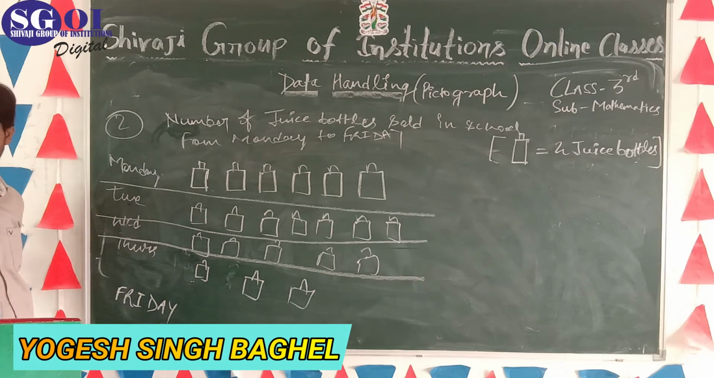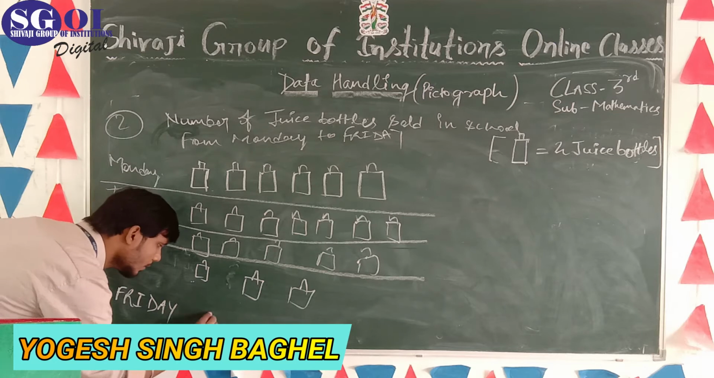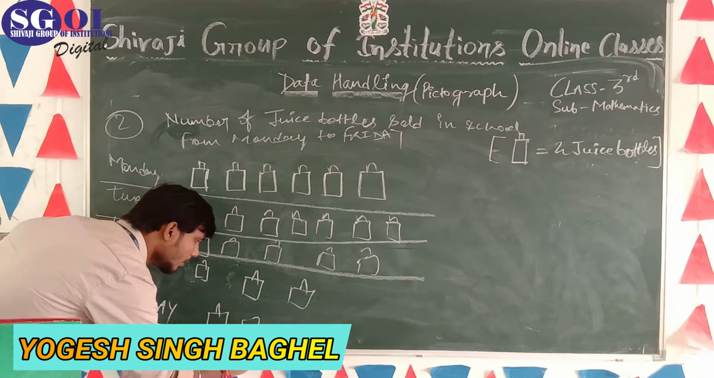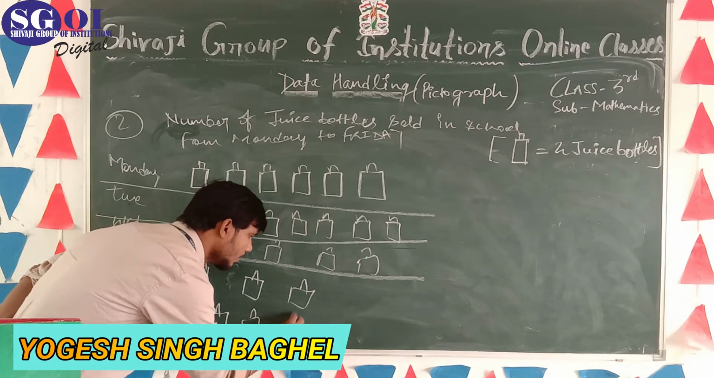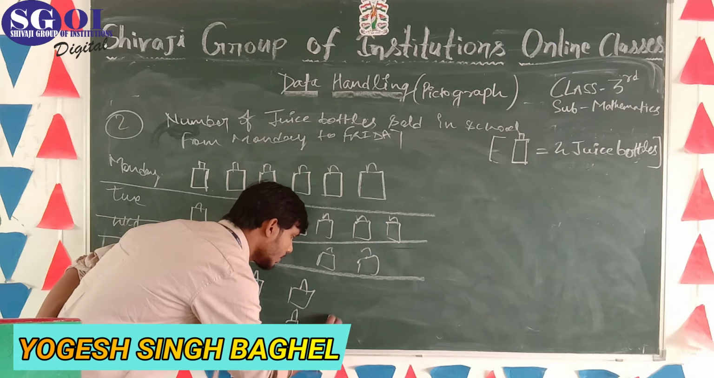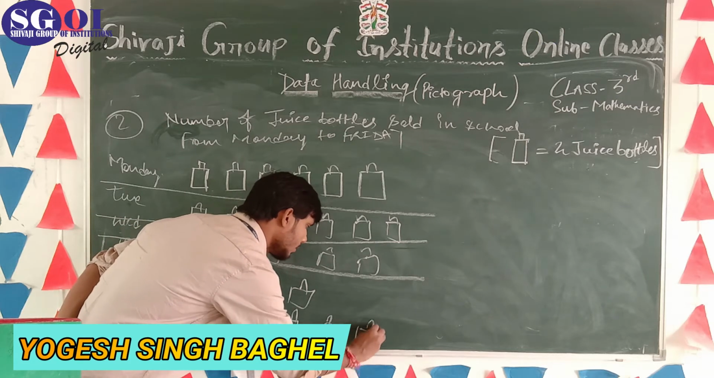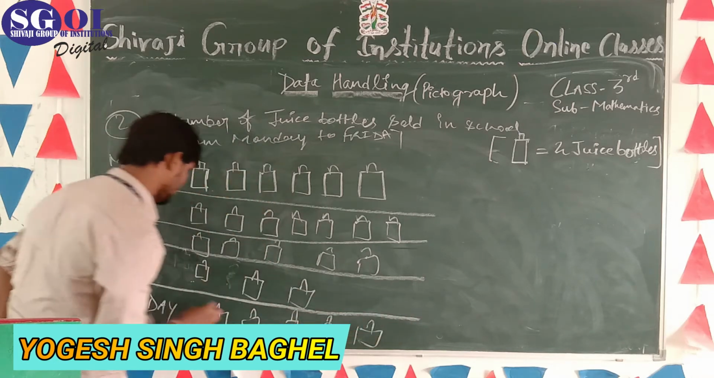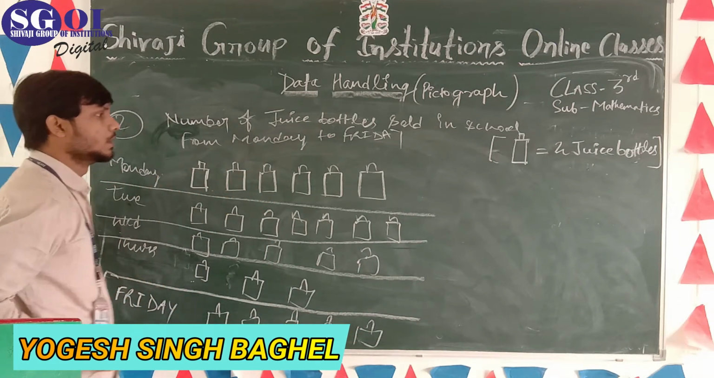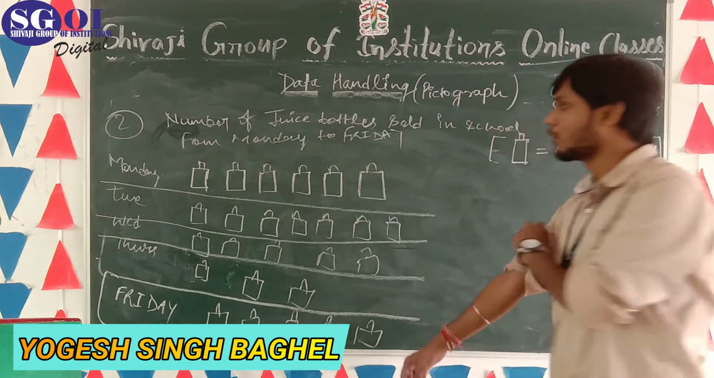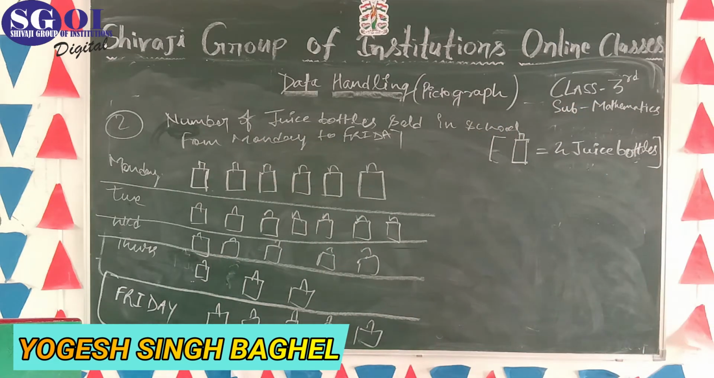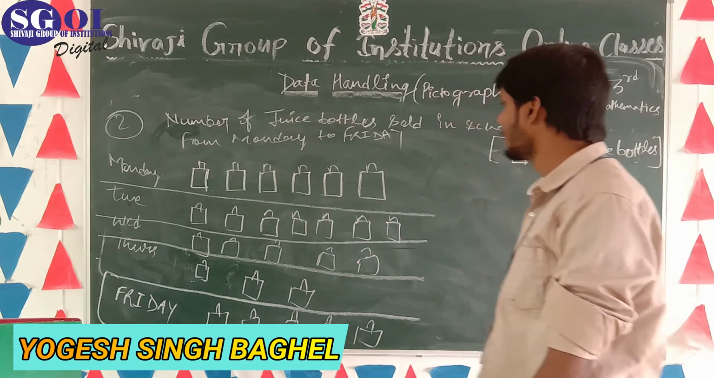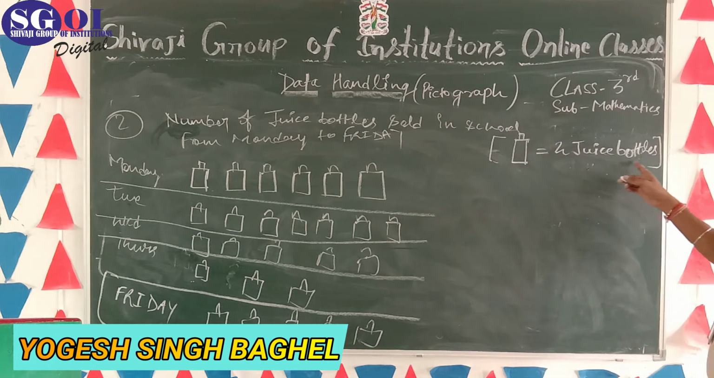And in Friday there are 5 bottles. So this is the pictorial representation. Okay. Now let's move to the question. One bottle means 2 juice bottles.